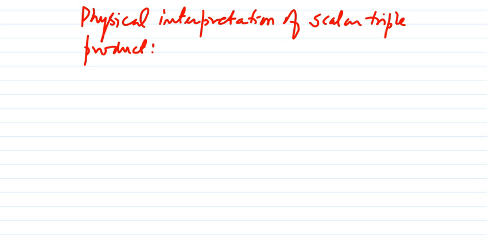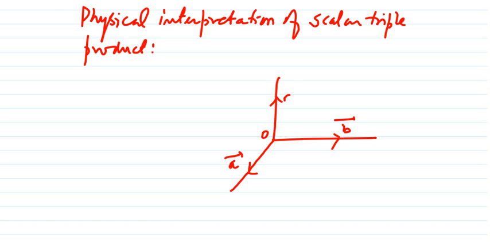So first we can say what physically the scalar triple product represents. So consider the vectors a, b, and c along the three coterminous edges of a parallelopiped. You can say parallelopiped, not rectangular parallelopiped.